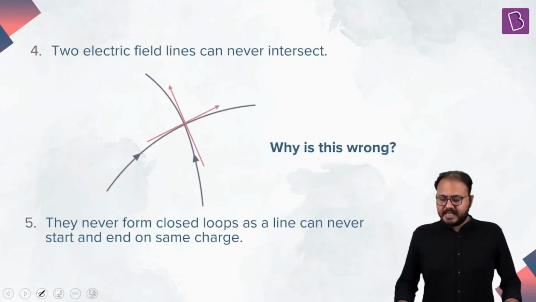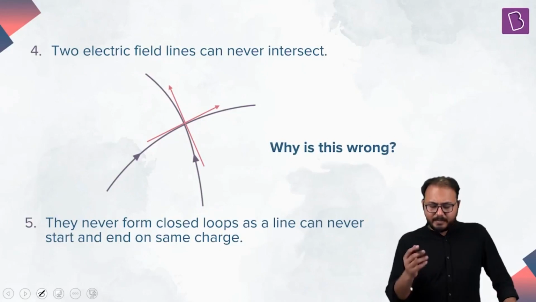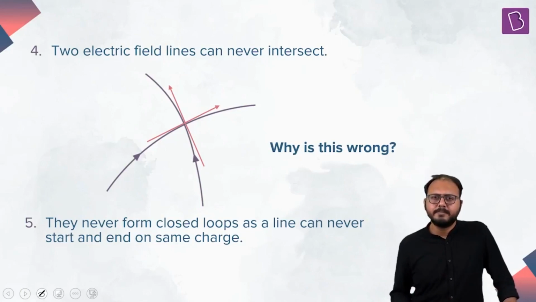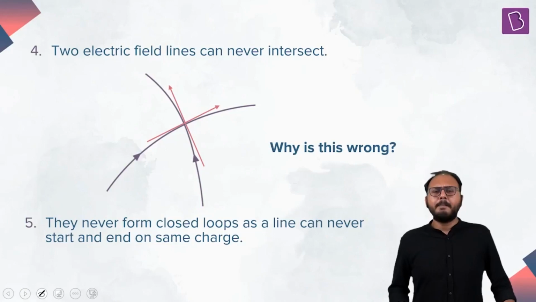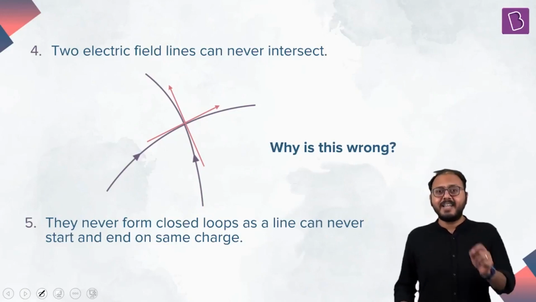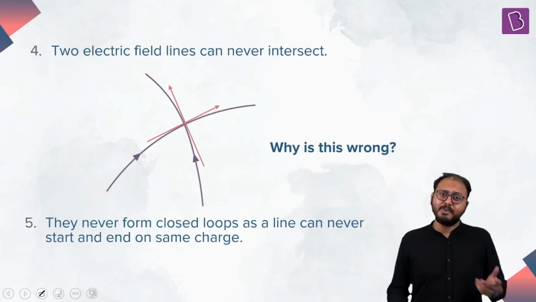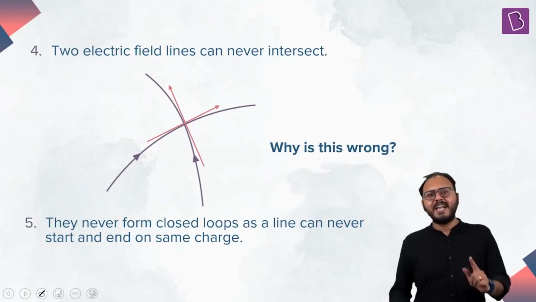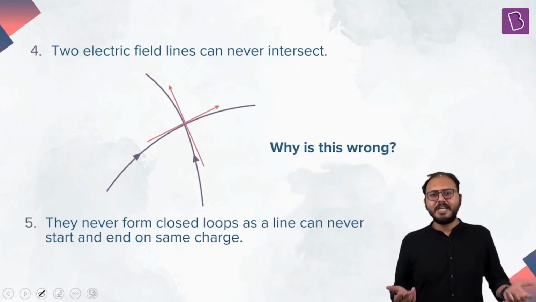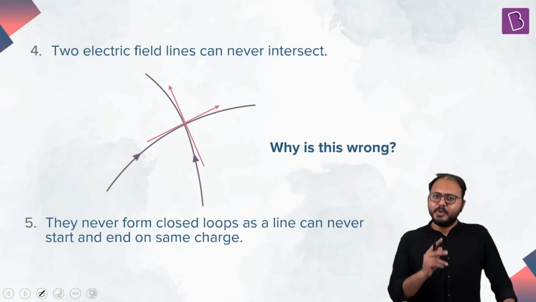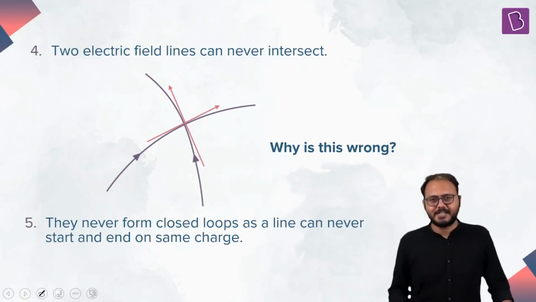Two electric field lines can never intersect. Well, a diagram is showing them intersecting. And the question is, why is this wrong? Anyone? Well, I can't hear you, but can you answer that? Fairly simple. Because if I intersect 2 field lines, you have a point of intersection. And if I ask you to draw a tangent at that point of intersection, you have 2 choices. How can one value of electric field have 2 possible directions? No, it's a unique value with a unique direction. Hence, 2 electric field lines can never intersect.